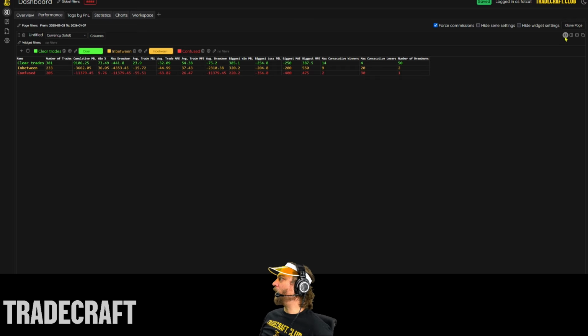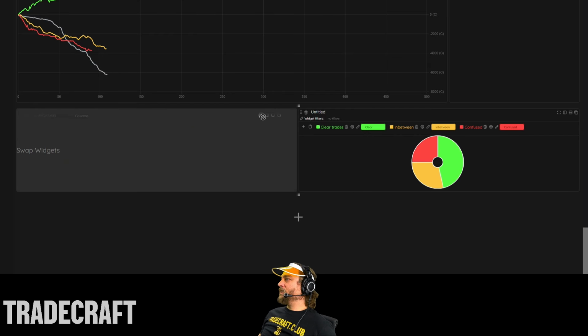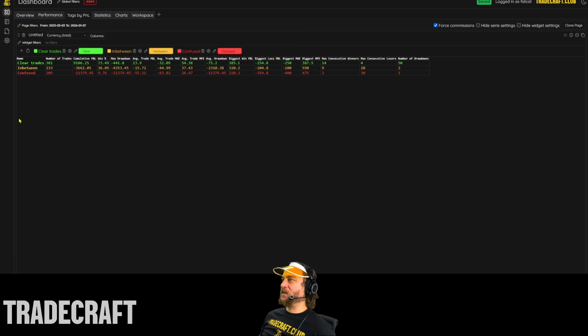We could also come down here and do the same thing with a pie chart, just so you guys can see that. So there's the pie chart. You can see that on the pie chart, more than half are red or green just at first glance, but this is going to be a more valuable statistic because it has the widgets on it. So if we combine the in-between and confused here, 233 plus 205 is 438 trades versus 381. So we'll subtract the 381. The difference between these two tags, which I consider bad, is 57 trades.